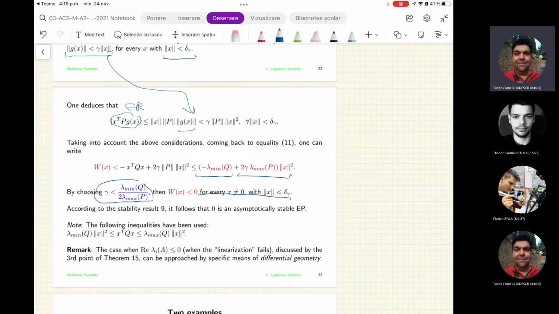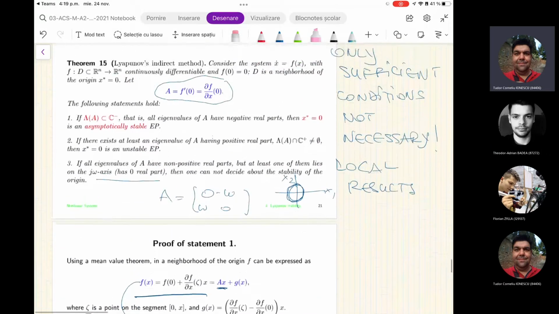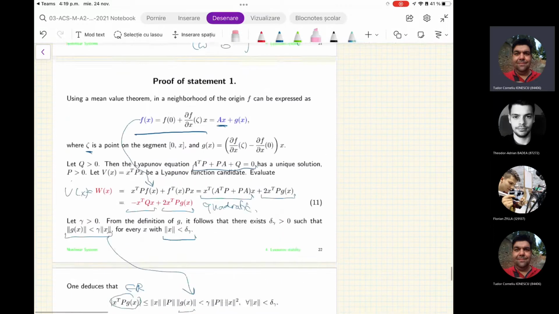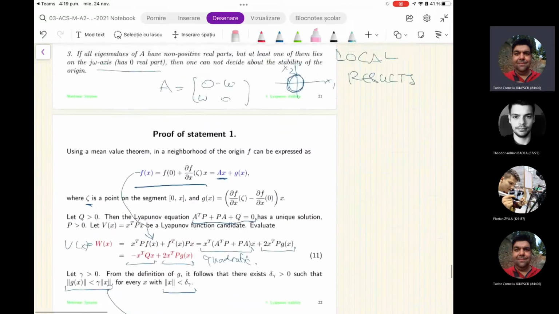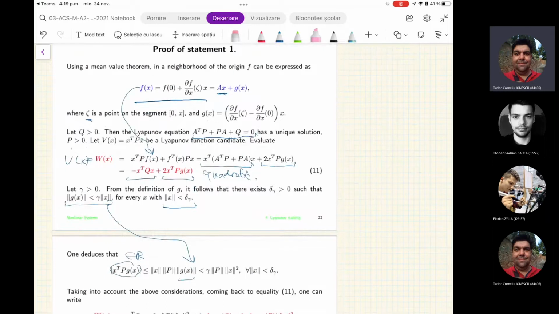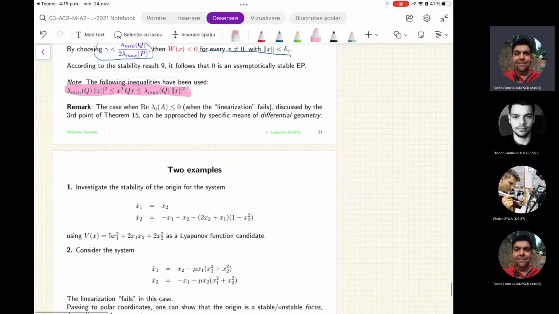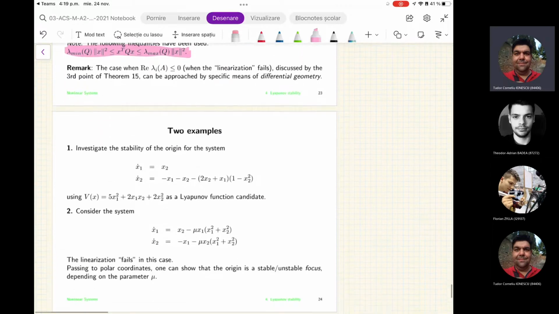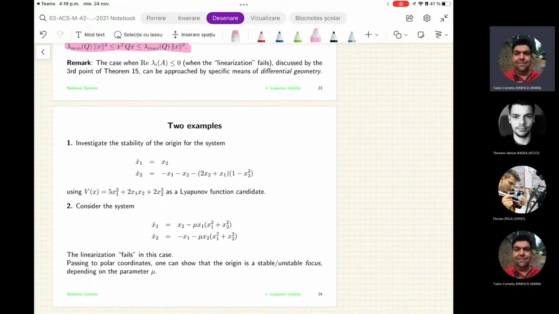And we use the following inequalities. These are true inequalities which can be found in mathematics. Okay, and hence the proof that indeed the origin is an asymptotically stable equilibrium point if A is a stable matrix. So here in this proof, we just used the whole previous theory of Lyapunov functions and Lyapunov stability. Okay, so this is very nice. And here, this chapter ends with two examples.